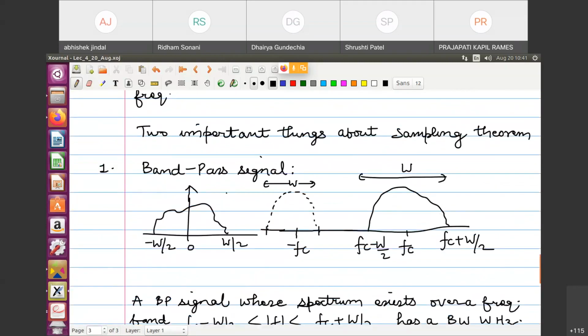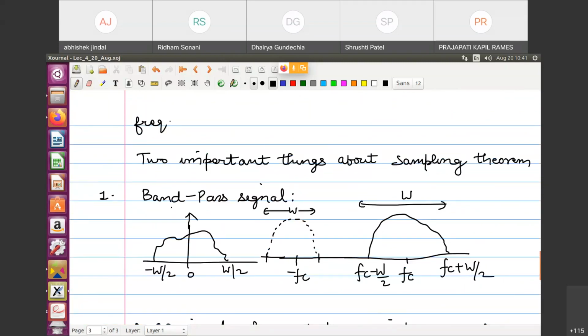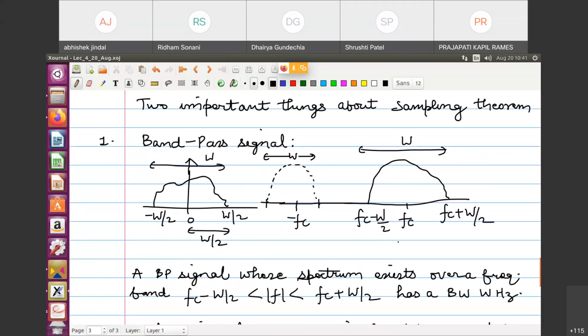So the theorem doesn't apply only to baseband signals. Here, from minus W/2 to W/2, in total over positive and negative frequency the bandwidth was W. But generally we say band limited to W/2 hertz, so the sampling rate comes out to be W. But here, if the total bandwidth on the positive side is W, you need to sample at a rate 2W. This is an established fact. So you should not confuse between passband and baseband signals.